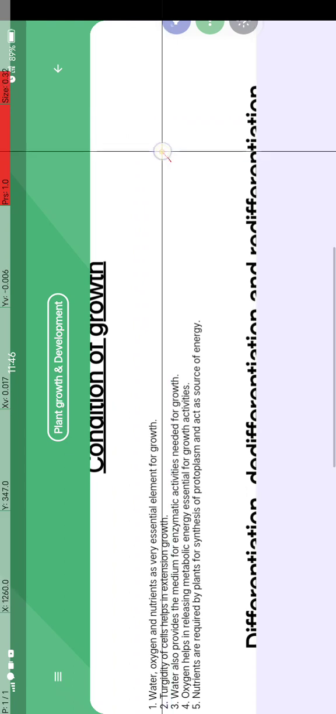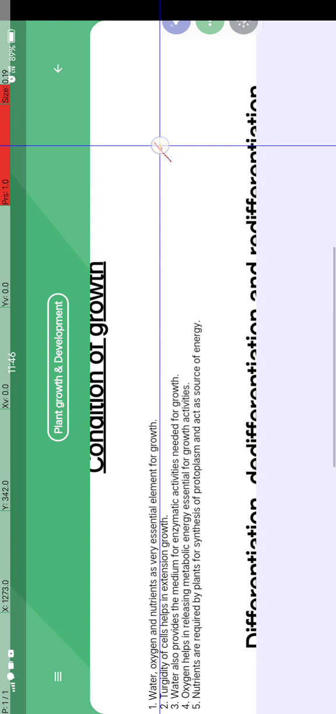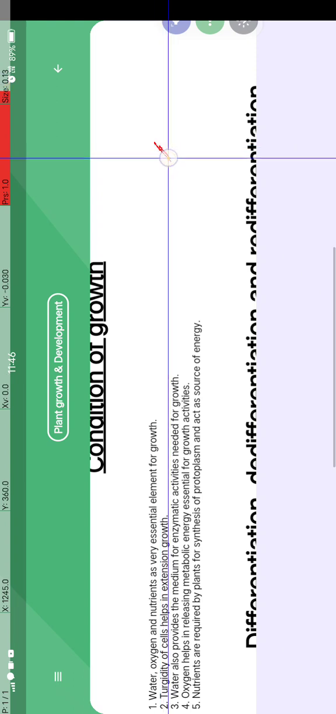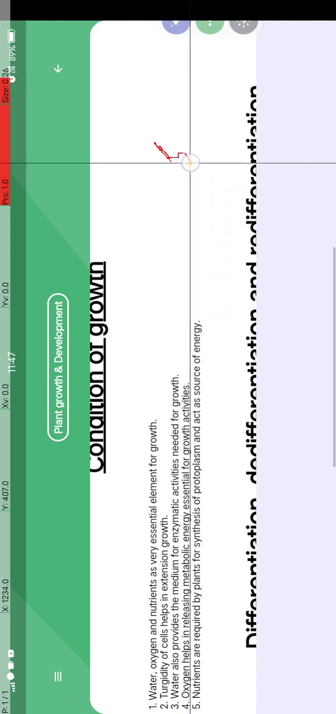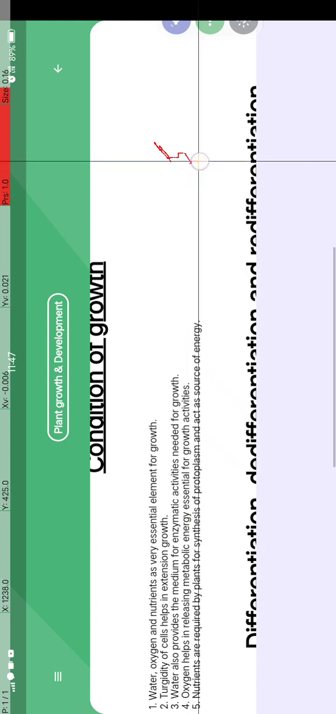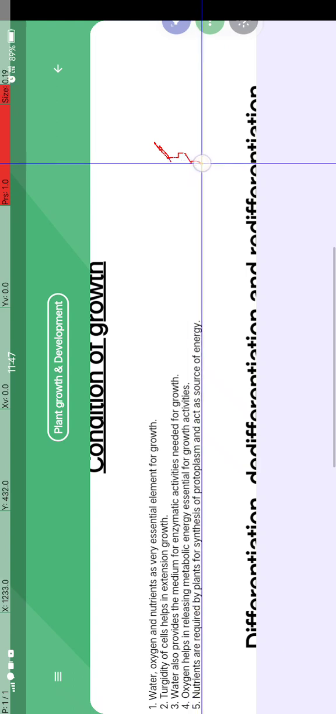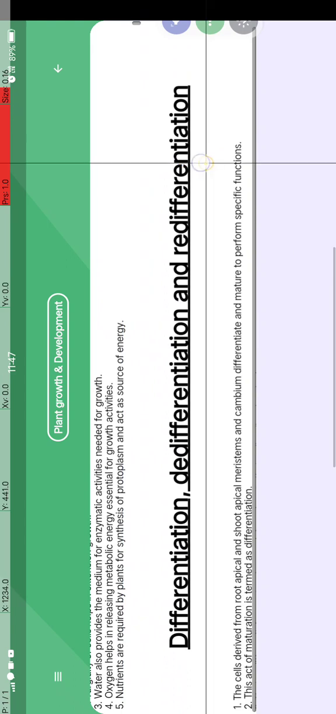Conditions of growth. Water, oxygen and nutrition are very essential elements for growth, and the turgidity of cells helps in extensive growth. Water also provides the medium for the enzymatic activities needed for growth. Oxygen helps in releasing metabolic energy essential for growth activities. Nutrients are required by the plant for the synthesis of protoplasm and act as a source of energy.